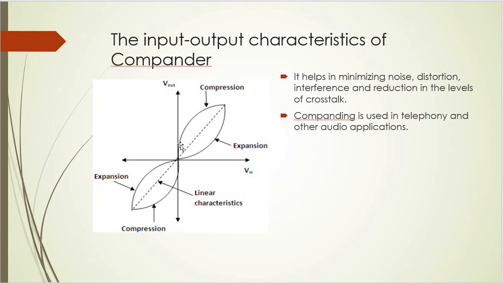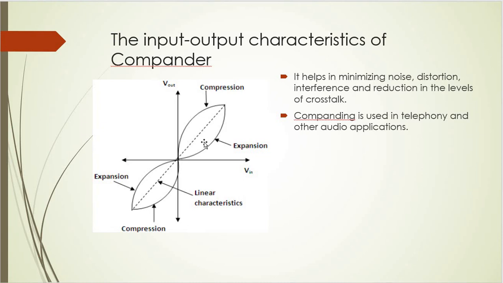Look at the diagram. This is the characteristic of a compressor and this is that of an expander. If we combine both characteristics, we will get a straight line. This is the input-output characteristic of a compander.